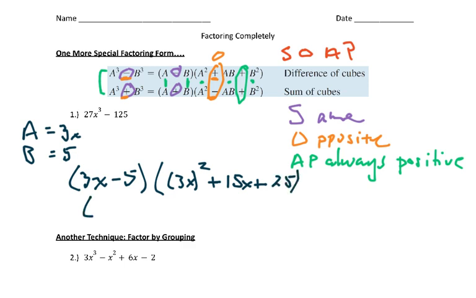And we could rewrite this as 3x minus 5 times 9x squared plus 15x plus 25. The pen does not want to work today.